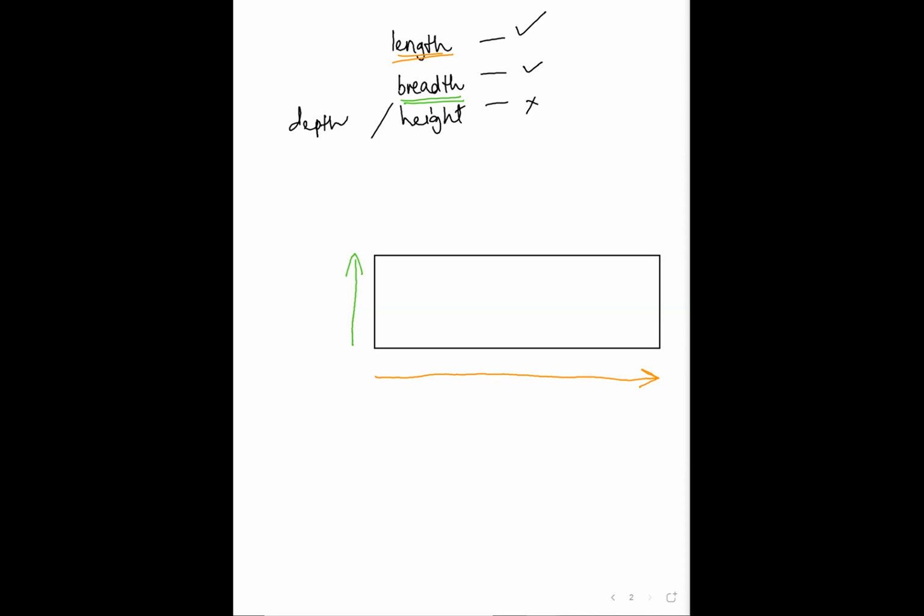It doesn't have any differences. Sorry? It doesn't have any difference. There's no difference in its shape? It's the same? Yeah.